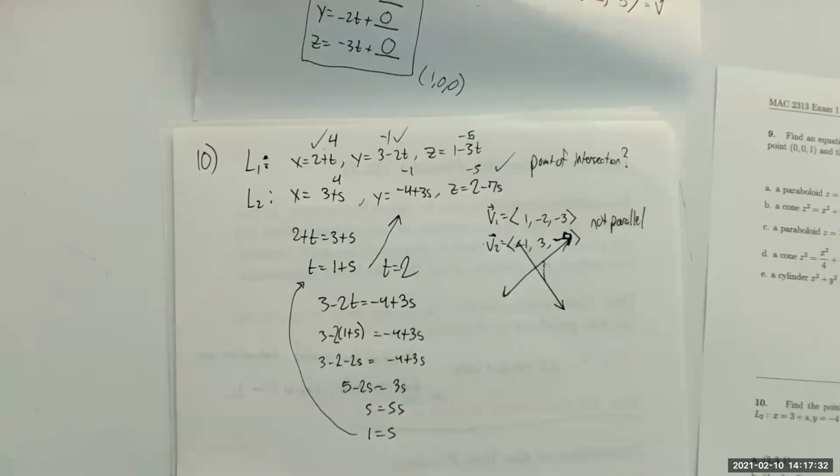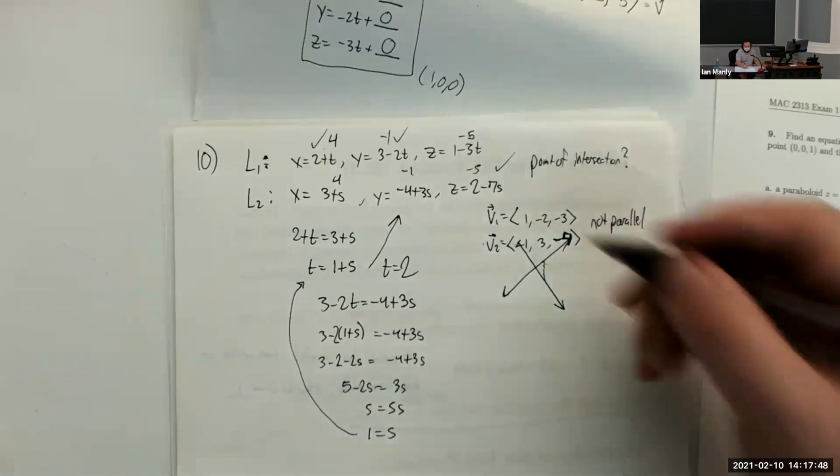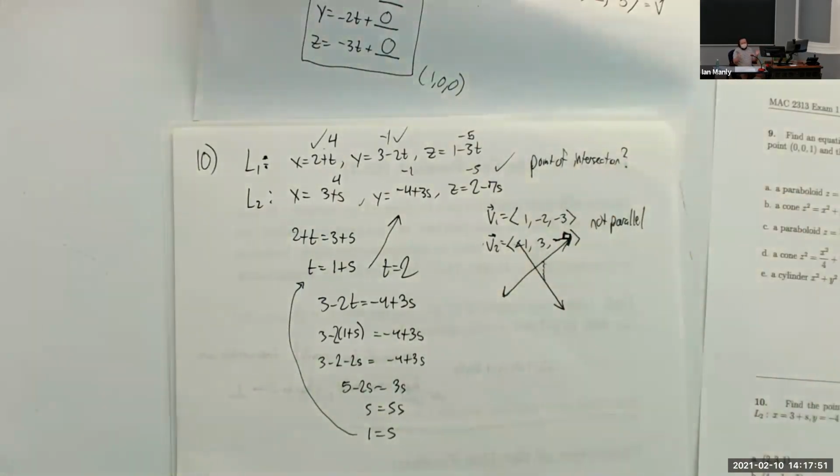Dr. Manley, yeah, what's up? If the 2 lines were perpendicular, would we have to get the points from solving for T and S and then do a dot product to tell? Well, you can tell if they're perpendicular even without solving for the T and S by just dotting their direction vectors. So you don't even need to do any of this to see if they're perpendicular.